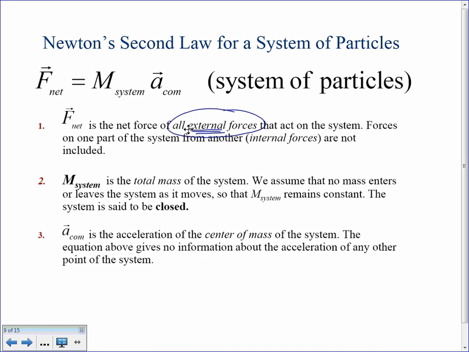In the very beginning animation, when we showed the baton being tossed in the air, we were looking at the center of mass of the system, and that was the one that behaved just like the projectiles that we talked about in chapter 4. The end points of the baton moved in a much more complicated fashion. Their accelerations would be much more complicated, but the acceleration of the center of mass was 9.8 meters per second squared downward, like we had described before.